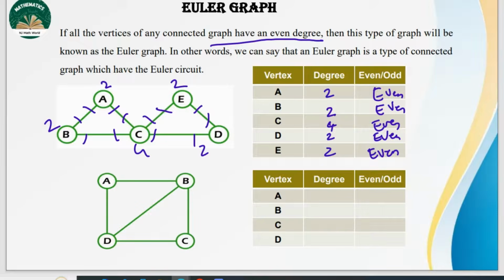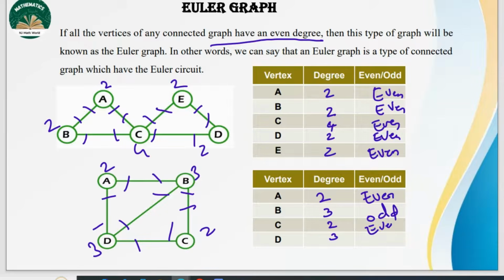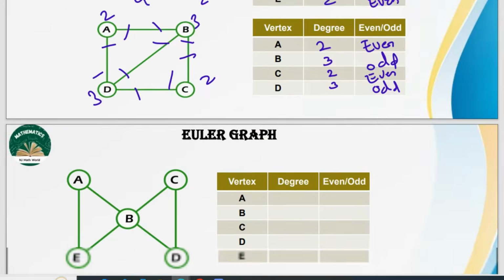Then you have the next one, where A is 2, B is 3, C is 2 and D is 3. So you have 2, 3, 2, 3. So here it is even, odd, even, odd. It is not an Euler graph. If all the vertices are even, then it is an Euler graph.